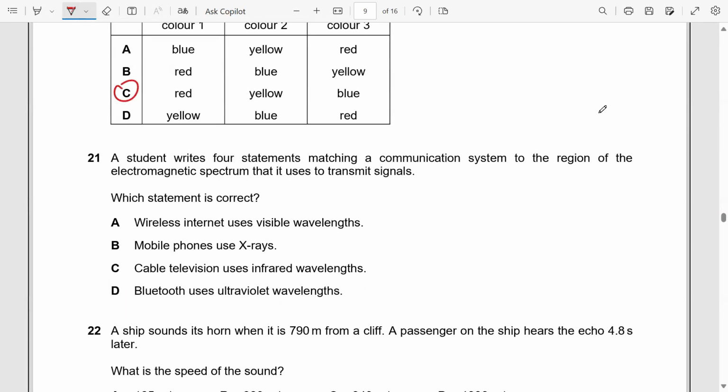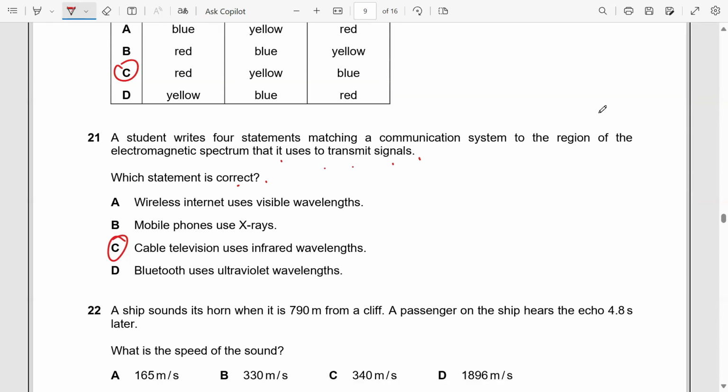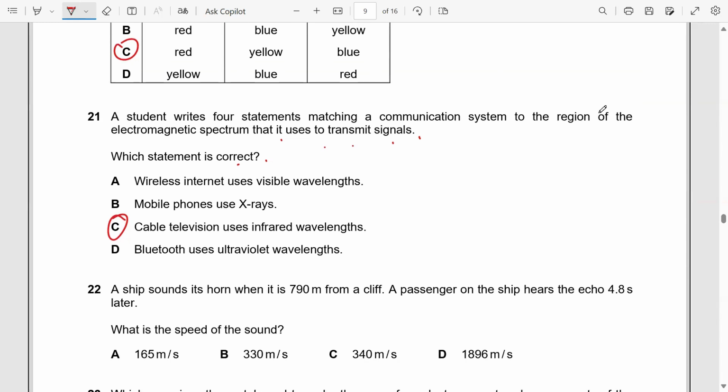A student writes 4 statements matching a communication system to the region of the electromagnetic spectrum that it uses to transmit signals. Which statement is correct? You have to remember this, okay? For television, the answer is C, right?